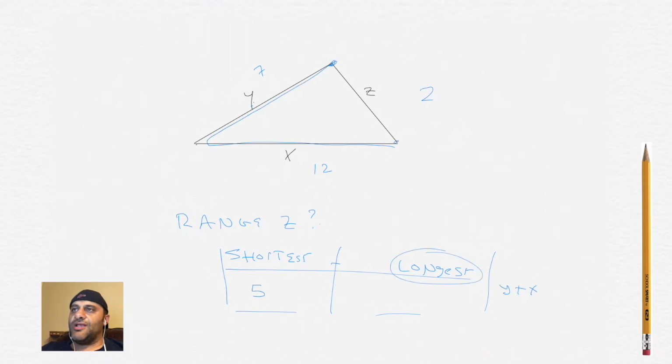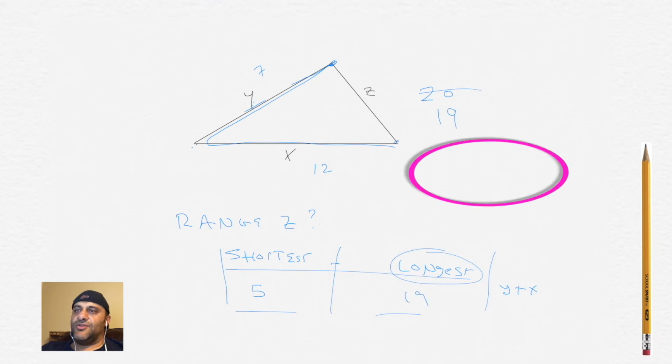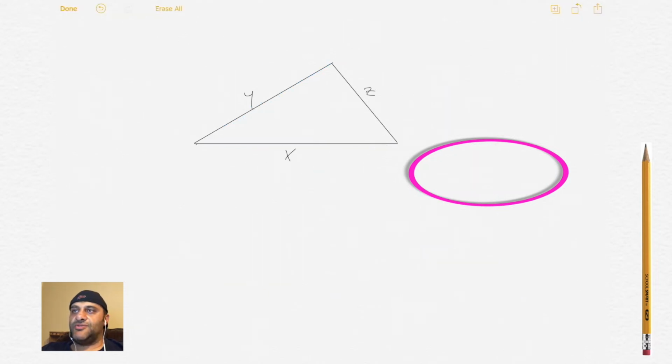Now let's see what's the longest that z can be. It can't be 20 because 20 would be greater than x plus y, which is 19. So z cannot be greater than 19. It has to be just a touch under 19. So the longest that z can be is 19. So then the range of z has to be less than 19 and greater than 5. It can't be 40, it can't be 1, it can't be 102, it can't be 20. Okay? Let's keep moving along.